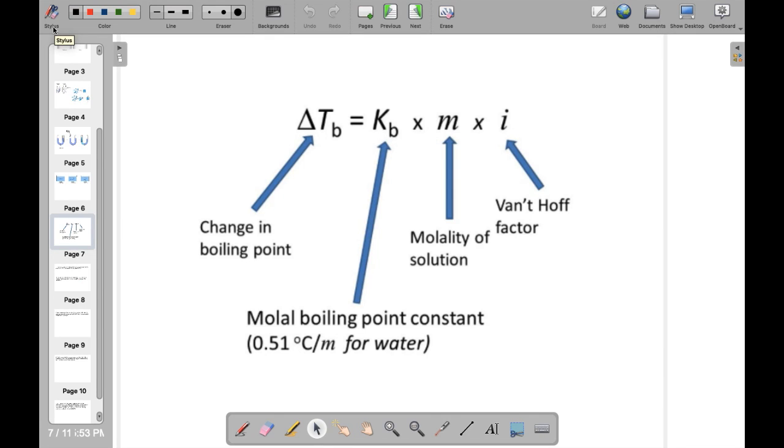Today we are going to do a couple of sample boiling point elevation problems. So let's go ahead and look at this equation really fast. I went over this in the last video, but let's remind ourselves what it is saying.